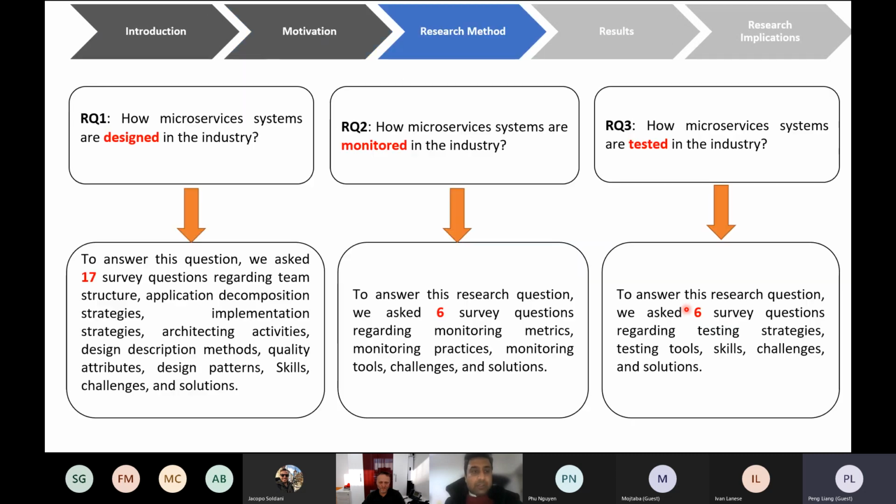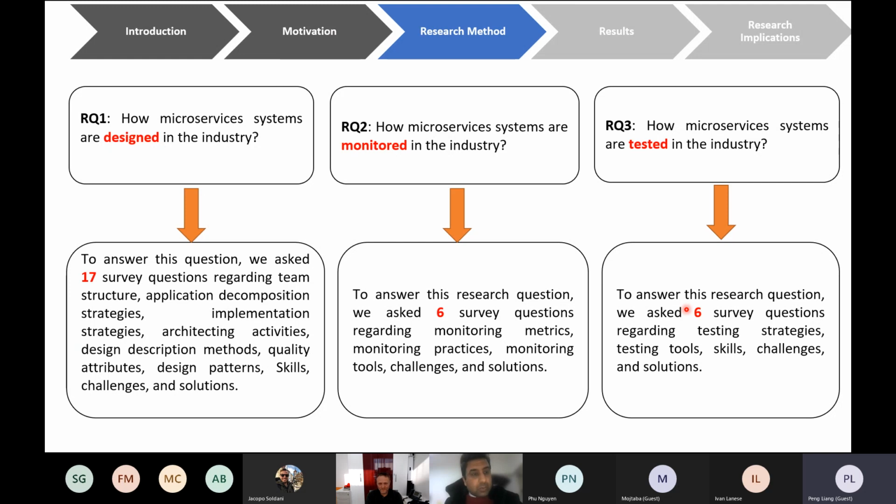This goal we have distributed into three research questions. The three research questions originated from this goal. First of all, we investigated how microservices systems are designed in the industry. The second question was regarding how microservices systems are tested in the industry. And the third question was regarding how microservices systems are monitored in the industry.